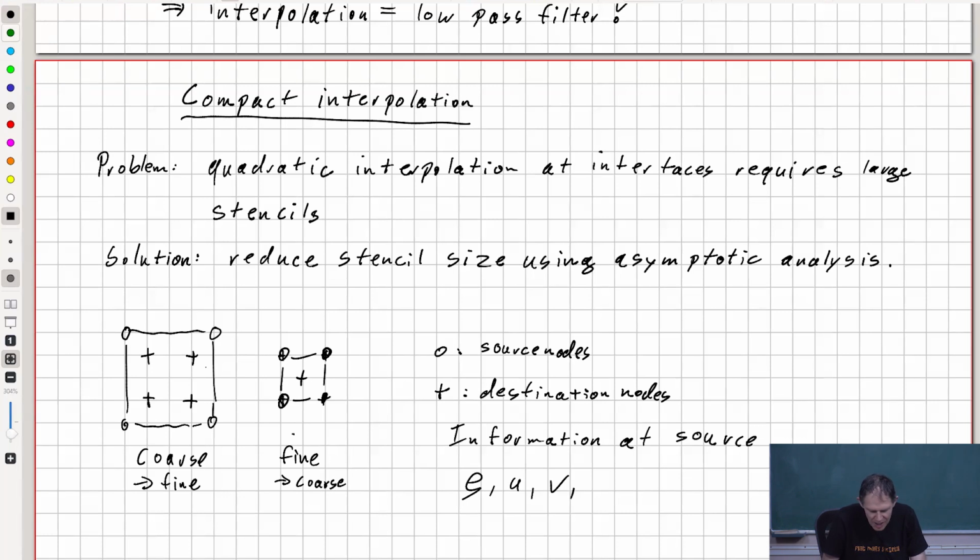But this is not enough to obtain second order interpolation, because there are not enough points here. So we increase the amount of information by using the moment m11 and the moment m20 minus m02. Of course, this is now in 2 dimensions.